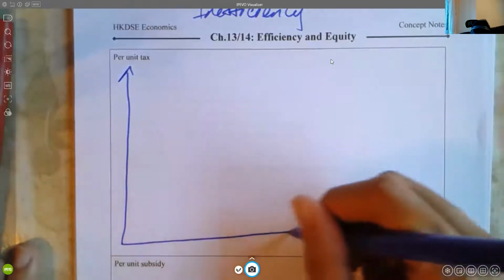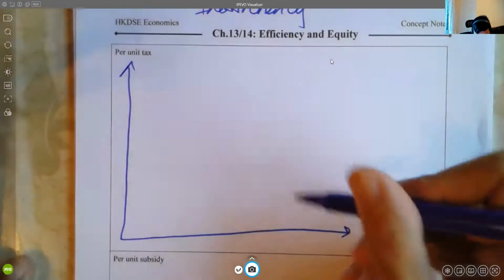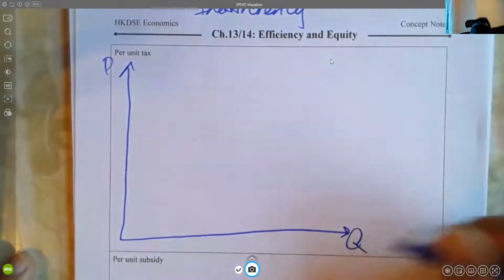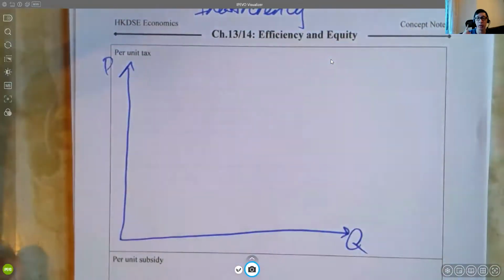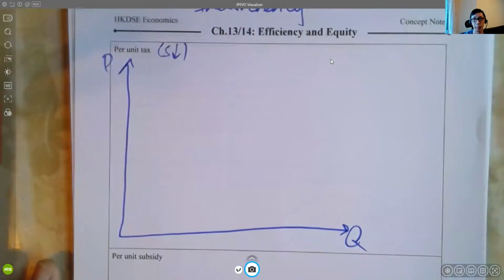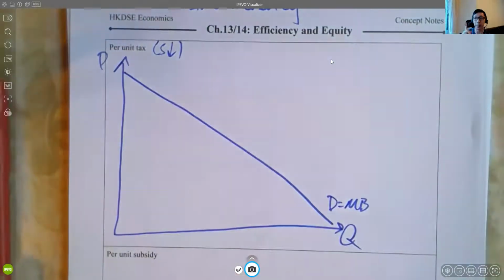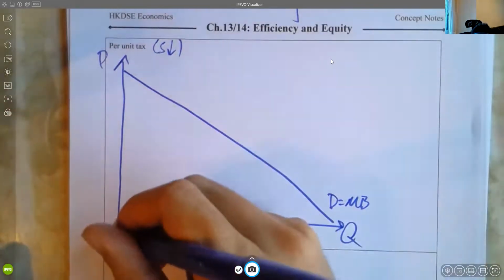Maybe we even need to draw it separately for each part. Now remember, per unit tax, the effect basically is that supply would decrease. So remember, whenever we need to draw supply decrease, we need to have some space for ourselves. Now, first, this is our demand equals MB. Now be careful how you label supply. Be super careful. All right. Now it goes like this.